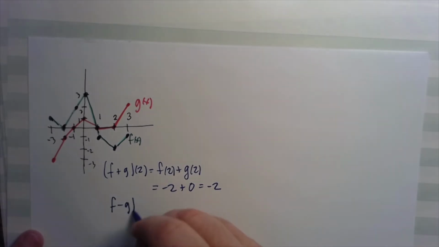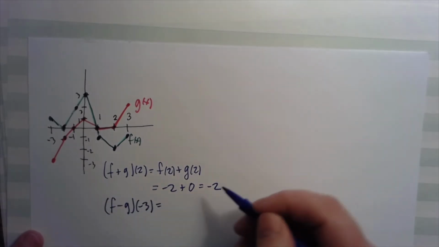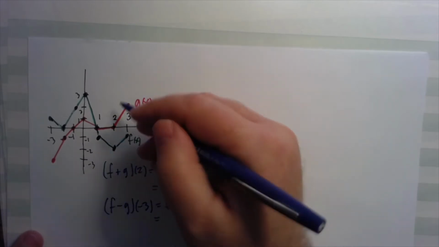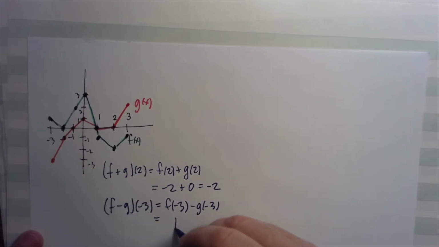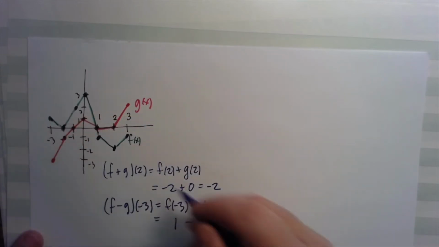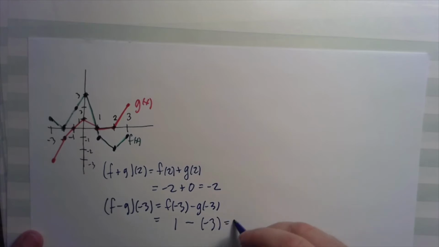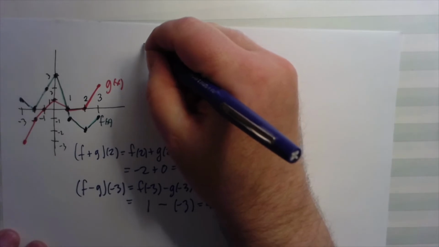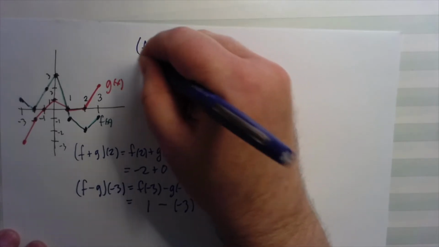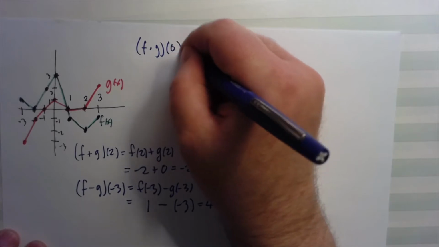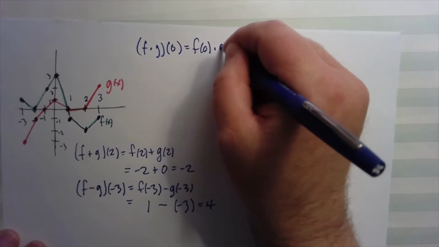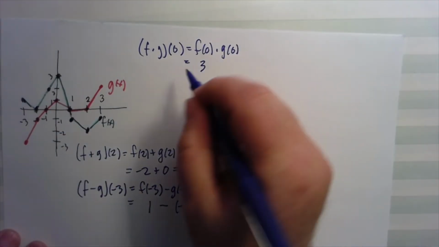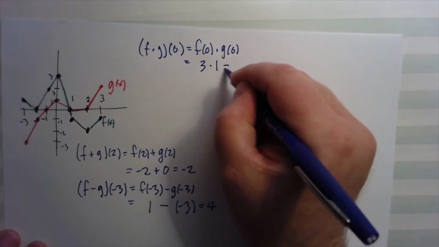If I have f minus g of, say, negative 3, that would be f of negative 3 minus g of negative 3. f of negative 3 would be 1 minus g of negative 3, which is negative 3. So that would give me 4. Alright, if I have something like f times g of 0, this would be f of 0 times g of 0. f of 0, go to the green one, that's 3. g, that's the red one, is 1, so times 1, that's 3.